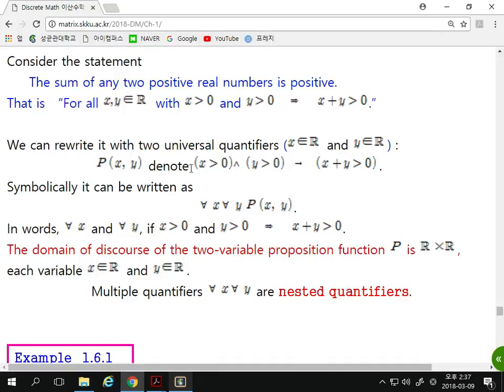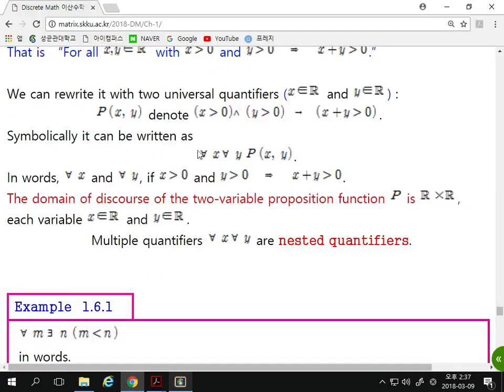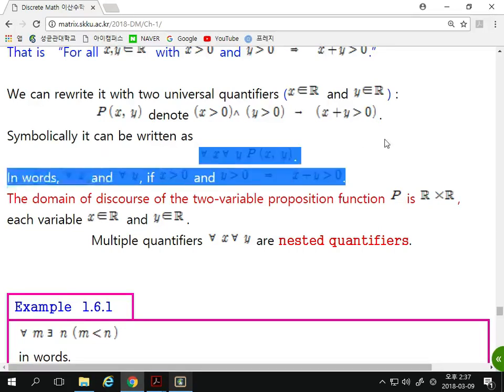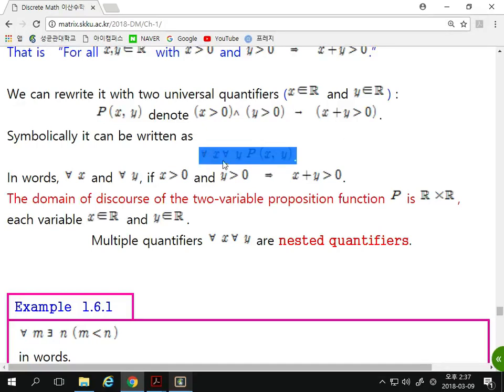Let P of x, y denote that x is positive and y is positive, then x plus y is positive. Okay. This can be symbolically written as: for all x, for all y, P of x, y, which means this. In other words, for all x, for all y, if x is bigger than 0 and y is bigger than 0, then x plus y is bigger than 0. So all this can be written in this way.